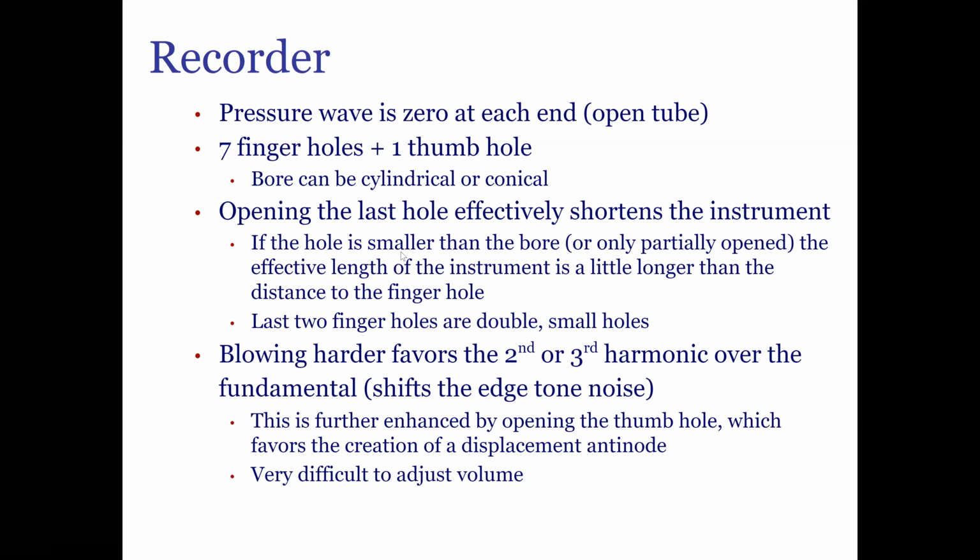If the hole is smaller than the bore, the effective length is a little longer than the distance to the last finger hole. So smaller holes at the end gives you a little bit more play, so you can position that last double hole in a more convenient position while still giving you the pitch that you want. When you overblow in a recorder, you favor the second or third harmonic over the fundamental.